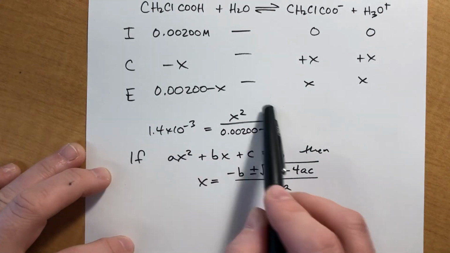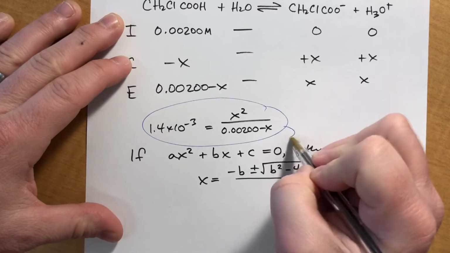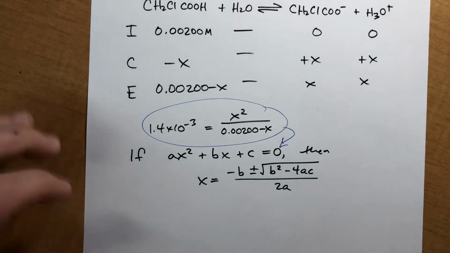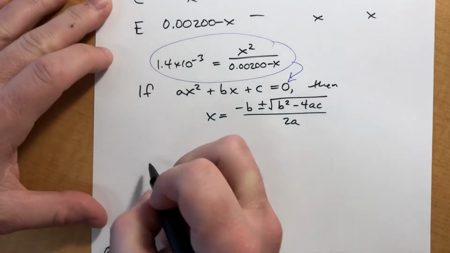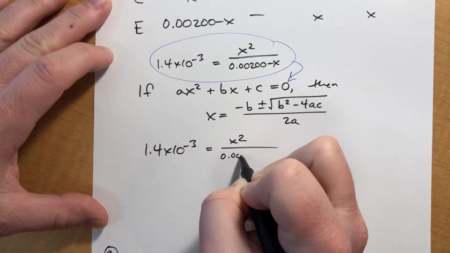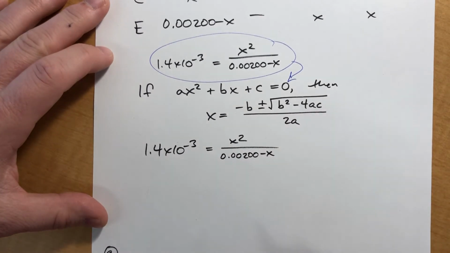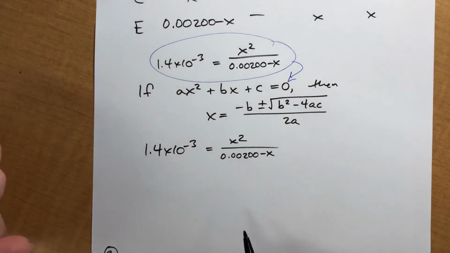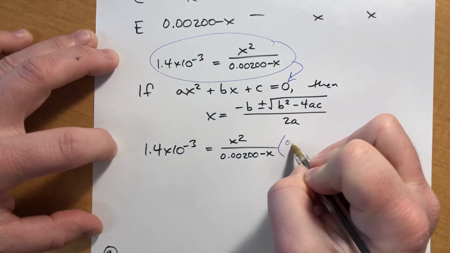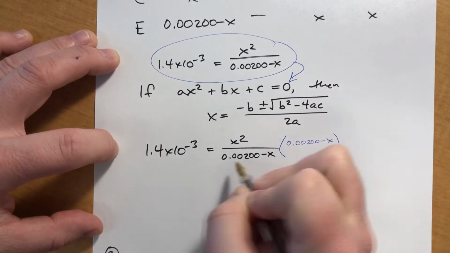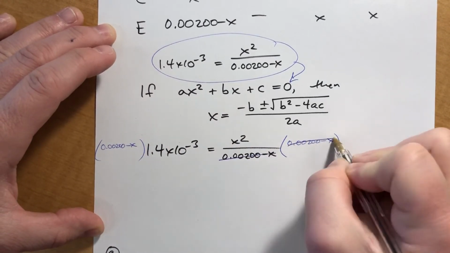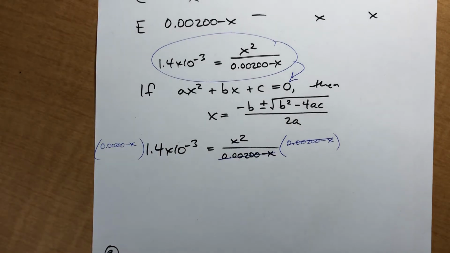We need to take this equation and rearrange it into that form. So here's where the algebra is going to get a little hairy. I'm going to rewrite this so we can show all the work. So 1.4 times 10 to the negative third equals x squared divided by 0.00200 minus x. Well, we want everything equal to 0. So I need to get this stuff out of the bottom. So I'm going to multiply both sides by 0.00200 minus x. That will make that cancel out, and we'll have to multiply this out on this side.